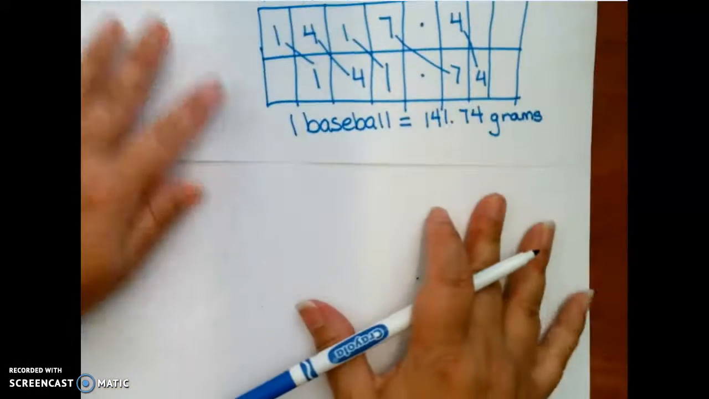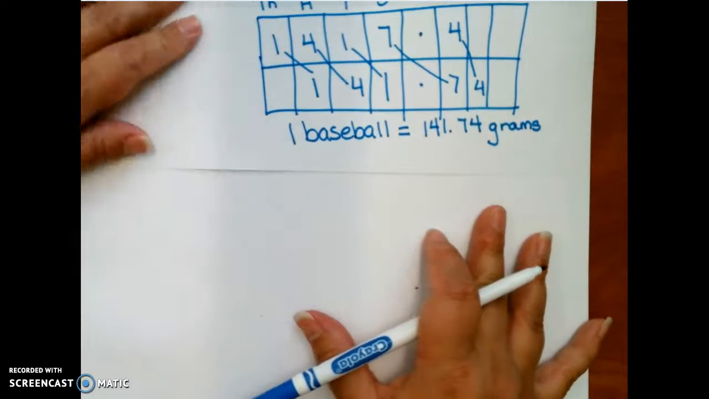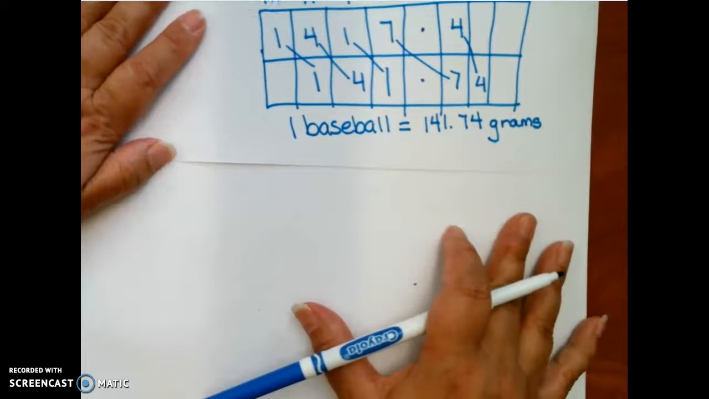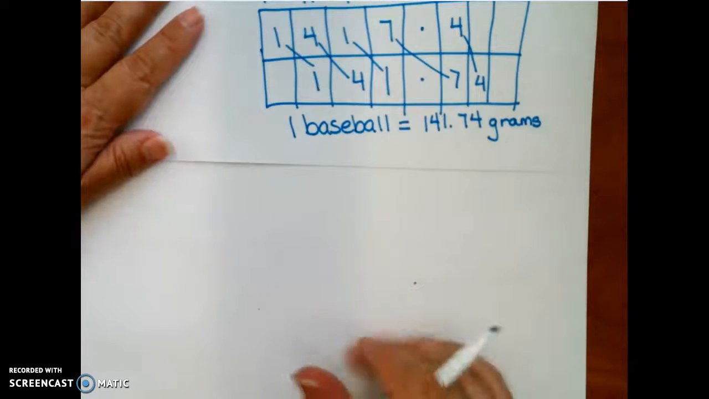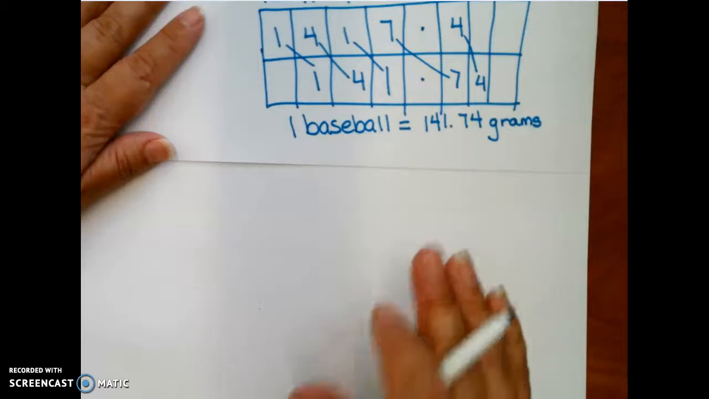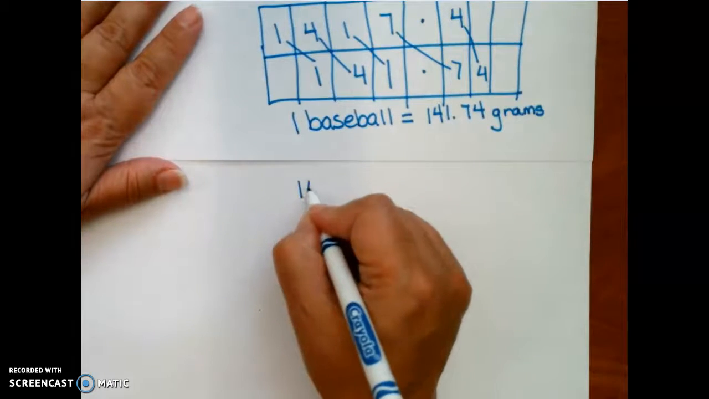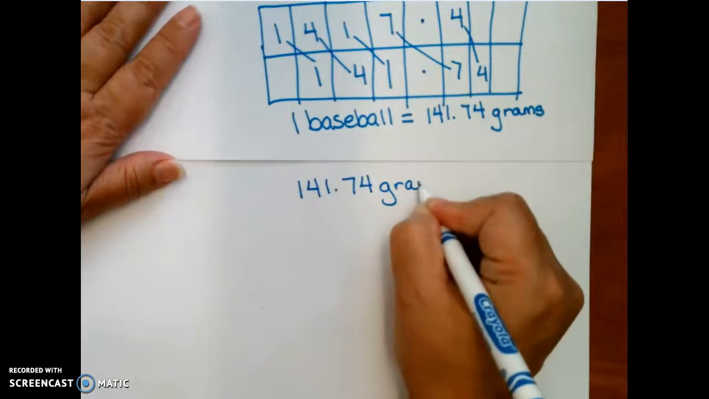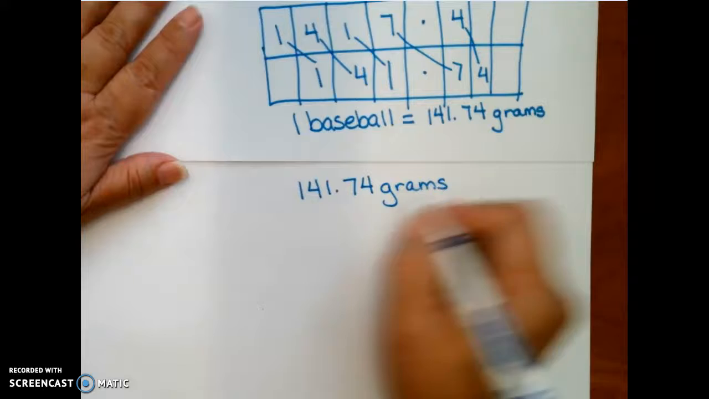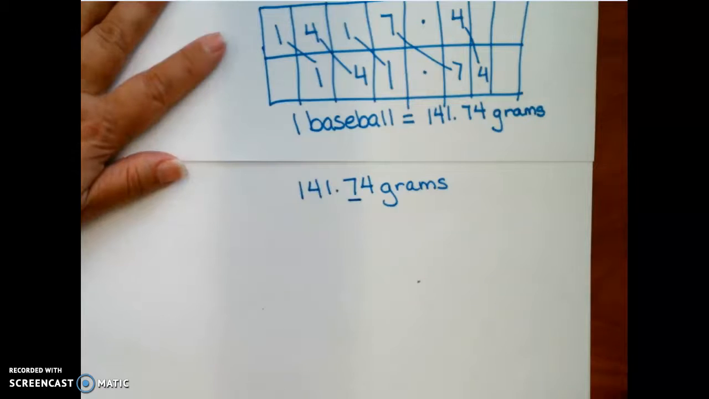Now, if somebody says to me, about how much does a baseball weigh, what answer would I give? Well, before we do that, hang on, let's back up a second. Let's round our answer to the nearest tenth. So I have 141 74/100 grams, and I'm going to round it to the nearest tenth, which is where the 7 is. That's my tenths place.